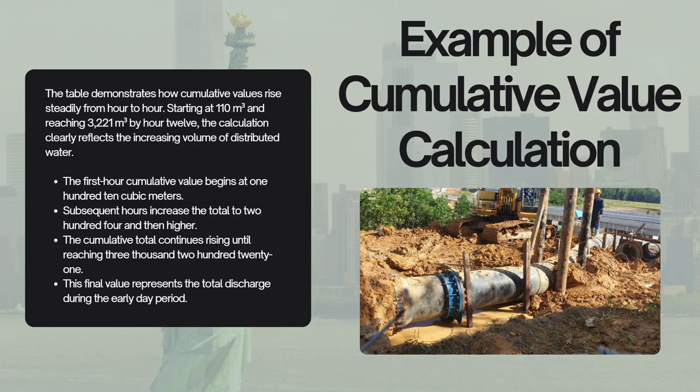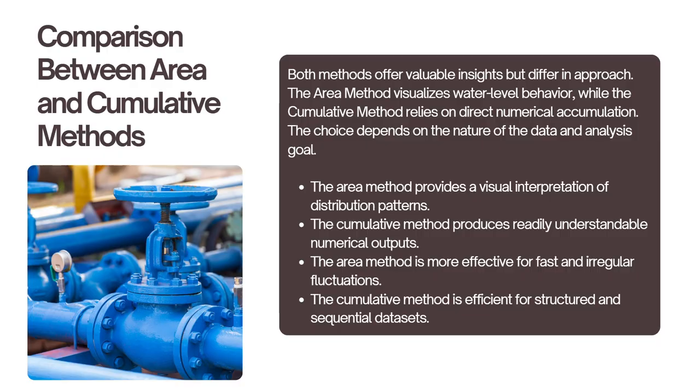There are four steps here. The first hour cumulative value begins at 110 cubic meters, and the subsequent hours increase the total to 204, and then higher. The cumulative total continues rising until reaching 3,221. And this final value represents the total discharge during the entire daily period.